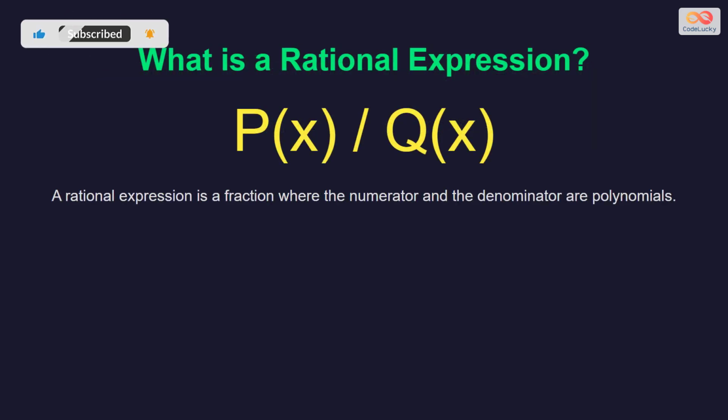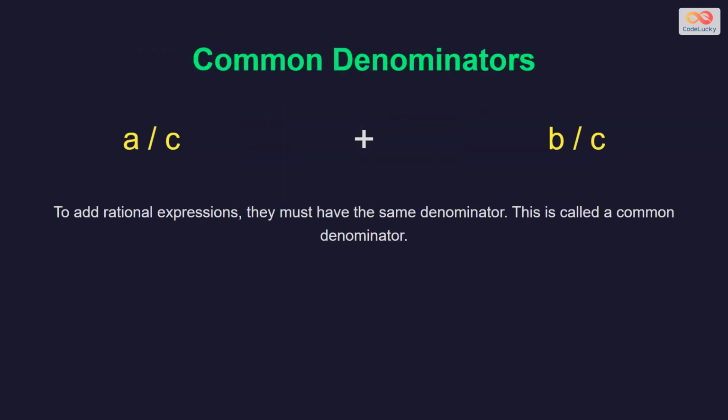First, let's understand what a rational expression is. It's simply a fraction where both the numerator, p of x, and the denominator, q of x, are polynomials. When we add fractions, the most important rule is that they must have the same denominator. We call this a common denominator. For example, a over c plus b over c.